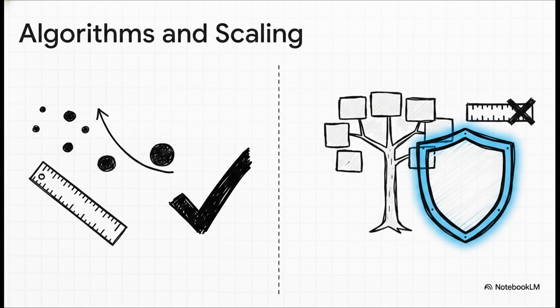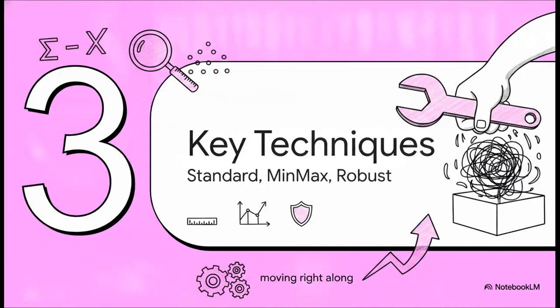On the flip side, tree-based models like decision trees and random forests, they make decisions based on splitting rules, not distances. So they're completely immune to feature scales. No scaling needed there. All right, Section 3, key scaling techniques. Let's talk standard, min-max, and robust.